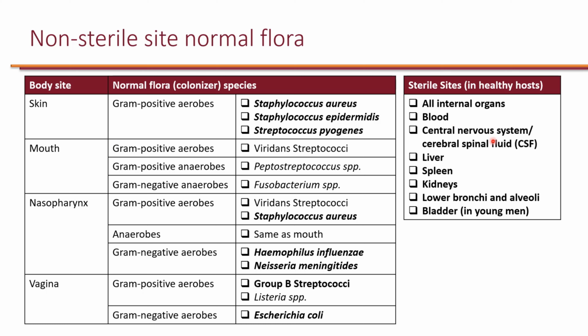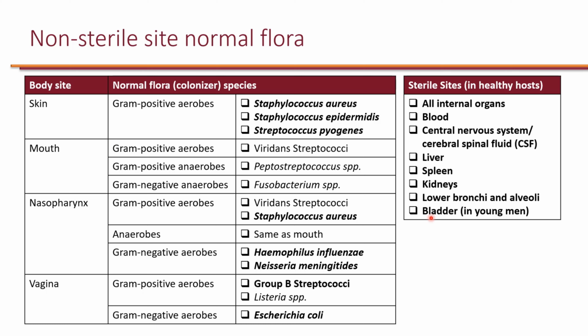The same goes for the central nervous system, cerebrospinal fluid, the liver, spleen, kidneys, lower bronchi and alveoli, and the bladder for the most part. The bladder is a bit tricky because, especially in young men, the bladder is supposed to be sterile. But as part of aging, for most people, as we get older, we start to have colonization of the bladder. As people get older, the bladder is no longer sterile. But in a young man, it definitely should be sterile.